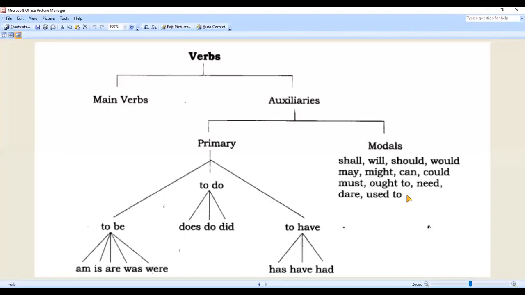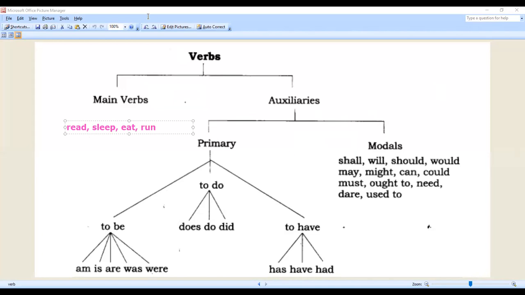So now, students, verbs are mainly divided into two parts: main verb and auxiliary verb. We can say auxiliary or helping verb. Auxiliary verb को हम क्या बोलेंगे? Helping verb. Main verbs are words that actually show the action or activity of a subject. They can stand alone without the help of any other verb. For example, read, sleep, eat, run.